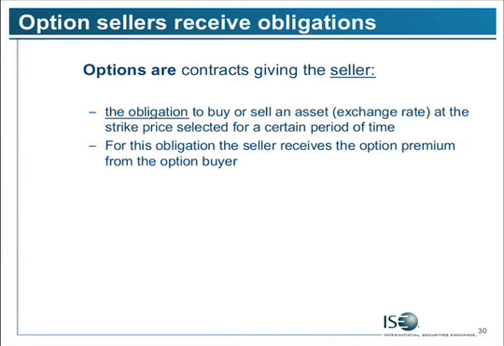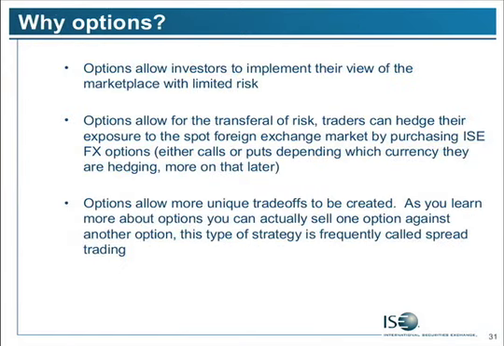Options are contracts giving the seller the obligation to buy or sell the exchange rate, in this case, at a certain strike price for a certain period of time. And for this obligation, the seller receives the premium from the option buyer. So why would you trade these options? Well, you have limited risk. So in the spot market, you have theoretically unlimited risk. I know you could use stop loss orders. What happens is that sometimes people will continue to trade in the same direction. Options give you the ability to select your own risk reward that you feel is appropriate.